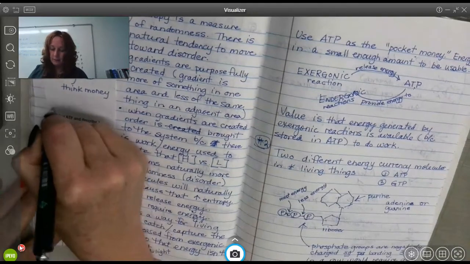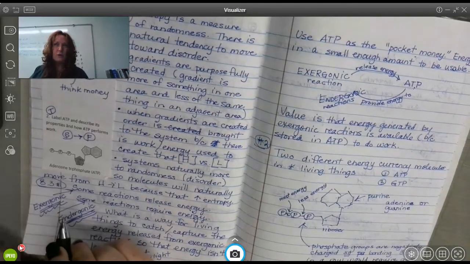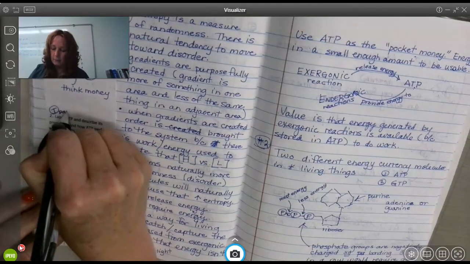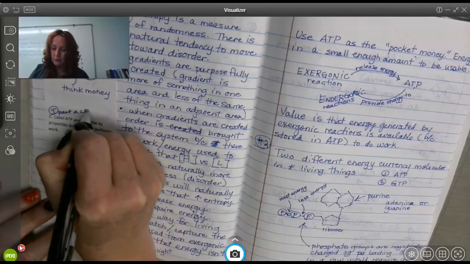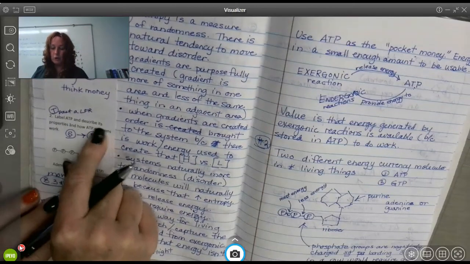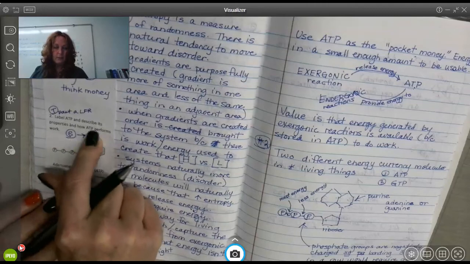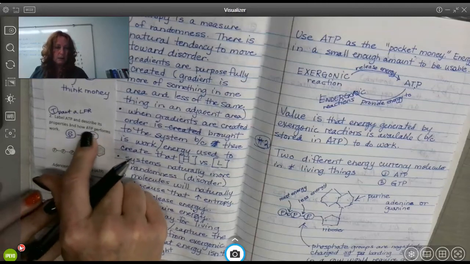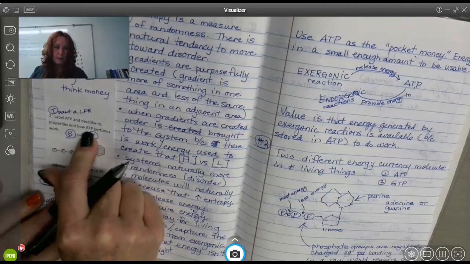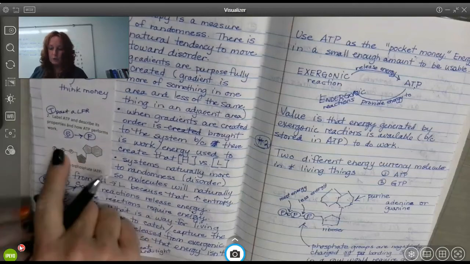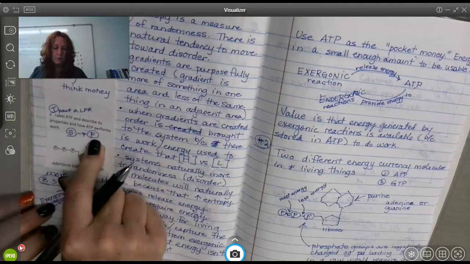This actually is, I think, a test question that was maybe part A of a long free response, where they wanted you to give what ATP is, like you could draw it or describe it, and then describe how it works, which is always structure to function.